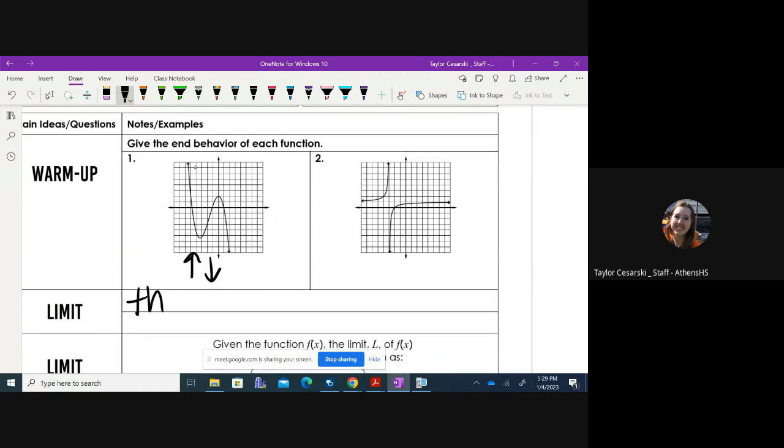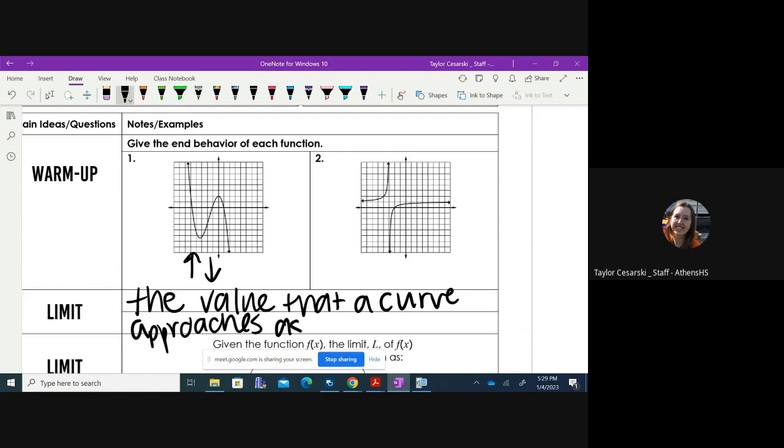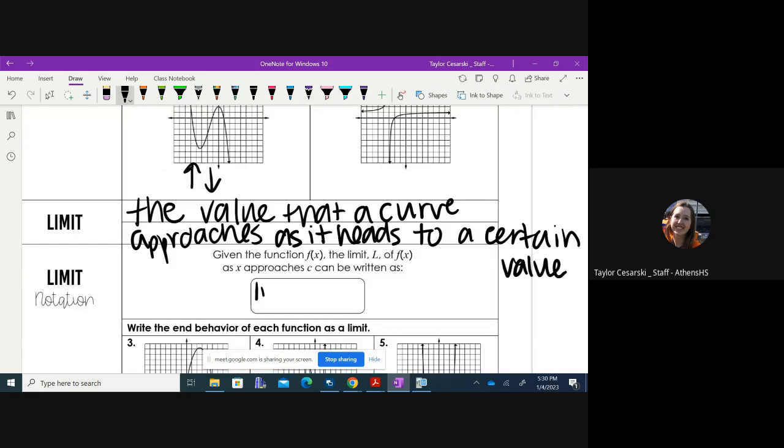So limit is the value that a curve approaches as it heads to a certain value. And that value could be infinity or it could be a certain number. Okay, so looking at this notation here, the limit as x approaches c, that little arrow means approaches, of f of x will equal the limit.